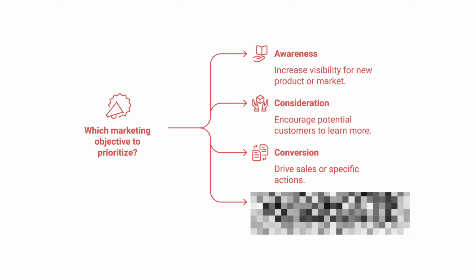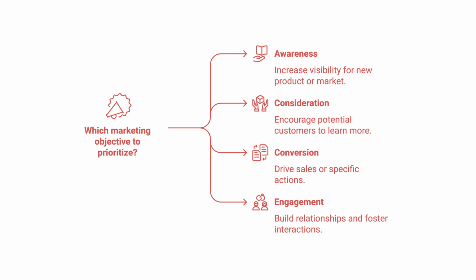Conversion objectives. If your aim is to drive sales or specific actions, this is where you want to focus. It's all about nudging prospects down the sales funnel. Engagement objectives. Building relationships and fostering interactions with your audience fall under this category. This could mean increasing social media interactions, encouraging feedback, or generating shares and comments.